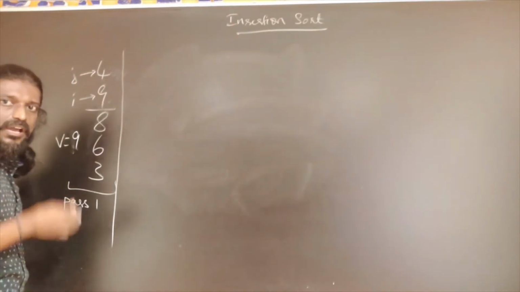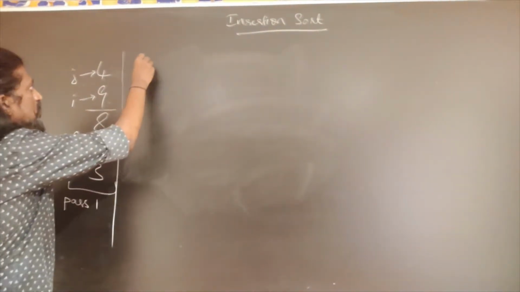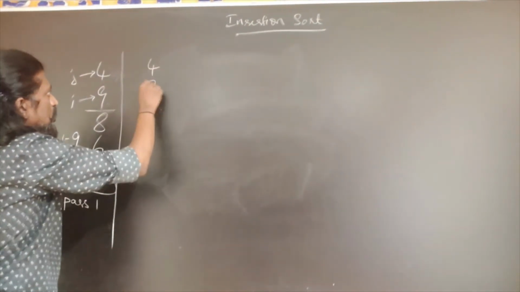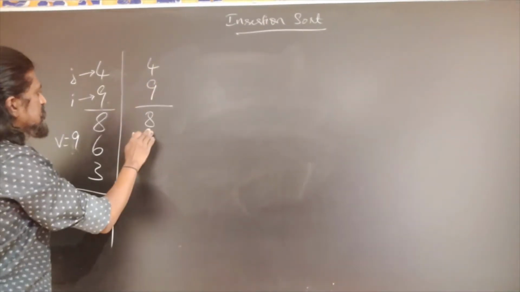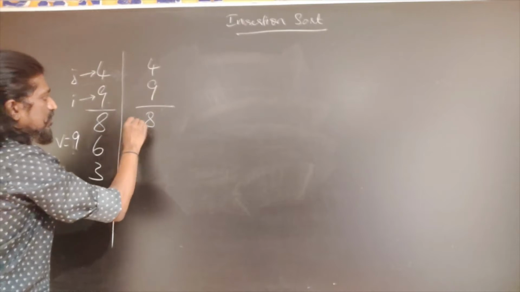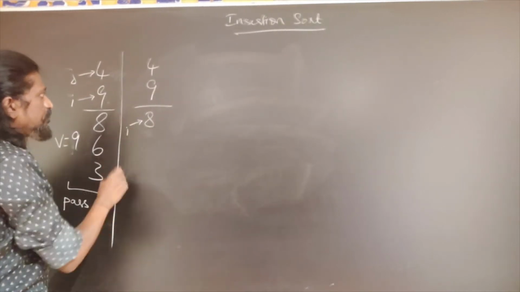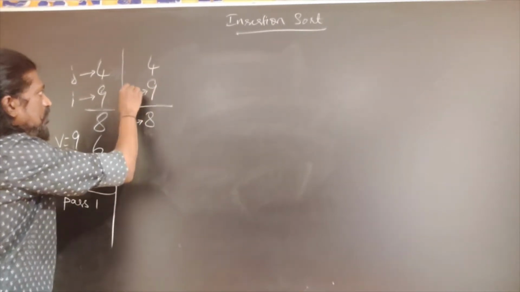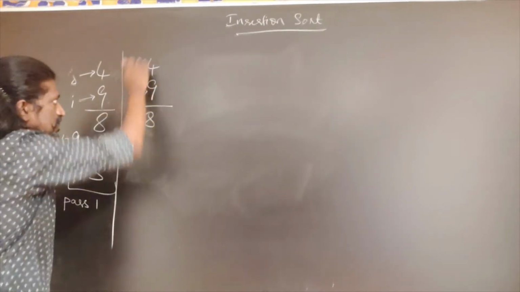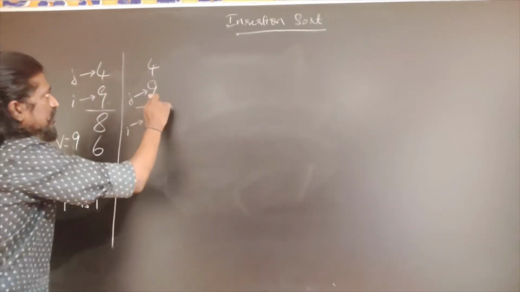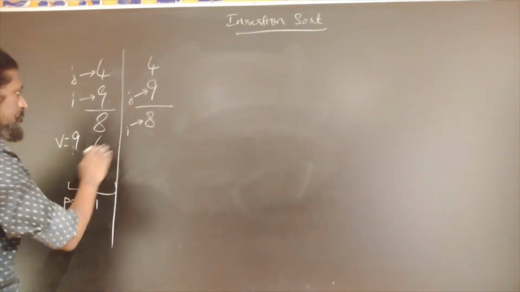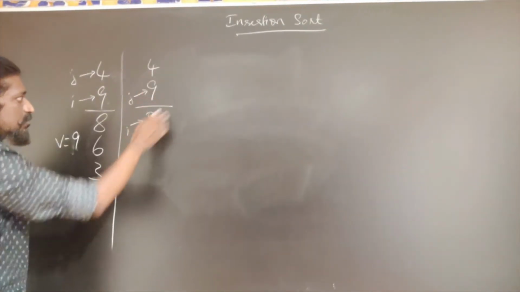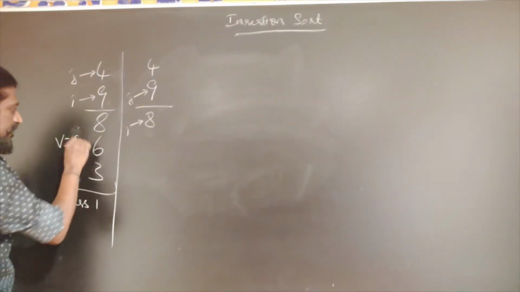Next we need to go to a bigger problem of size 3. So when we go to a bigger problem of size 3, we have 4, 9 and 8. These two are sorted and this is the element that needs to be inserted. So we will place the I pointer over here. We will place a j pointer over here to point to the last element in the sorted subarray, and then this j pointer will keep moving upwards depending upon the value of 8.